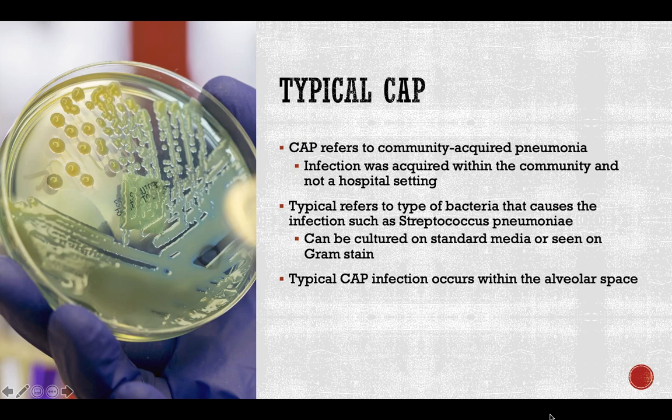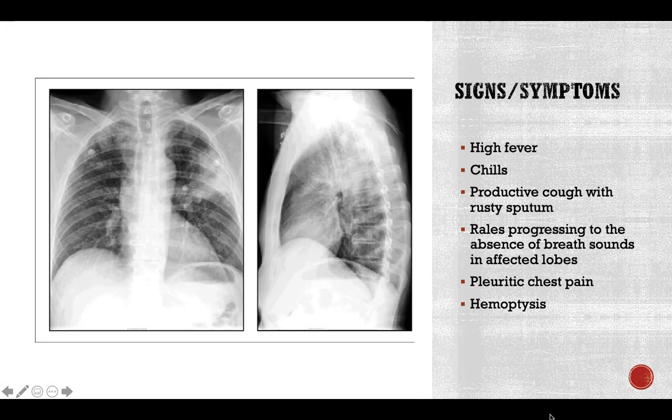Typical CAP infection occurs within the alveolar space, as opposed to just along the walls of the alveoli. So, if the infection is occurring within the actual alveolar space, then it's considered to be typical CAP.